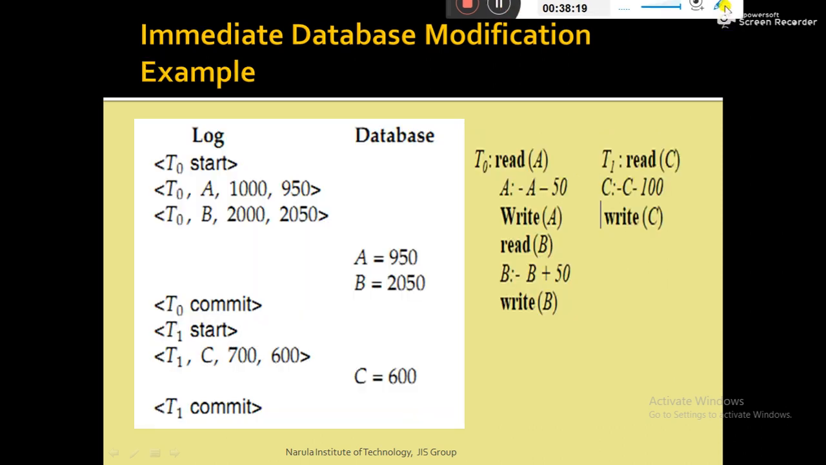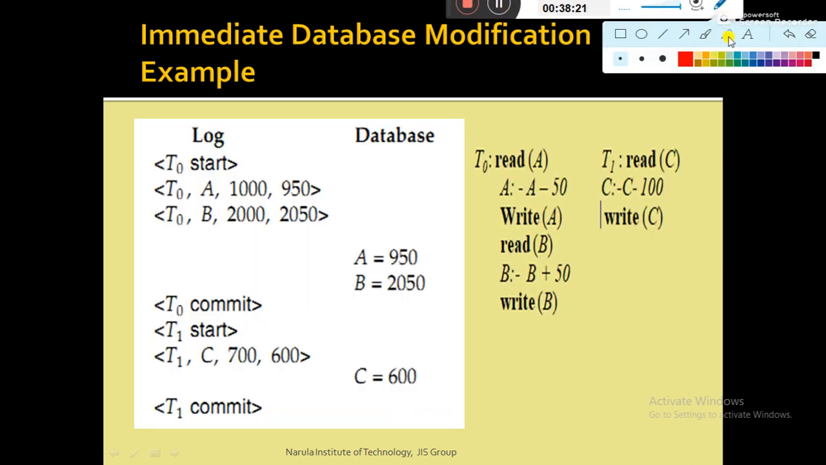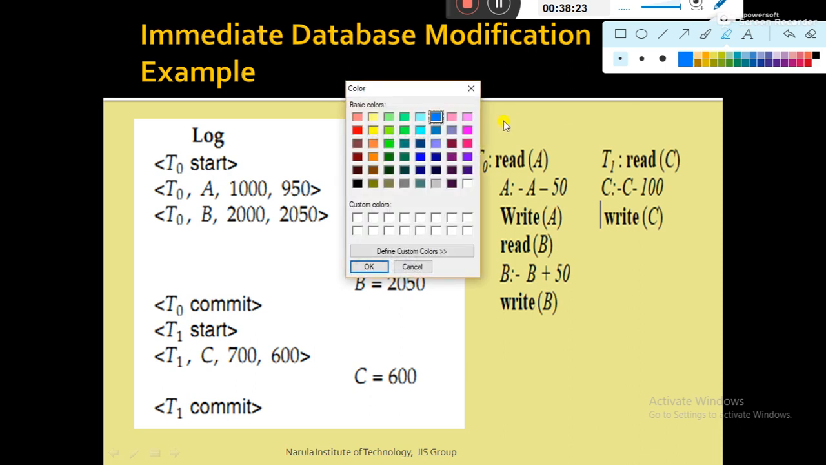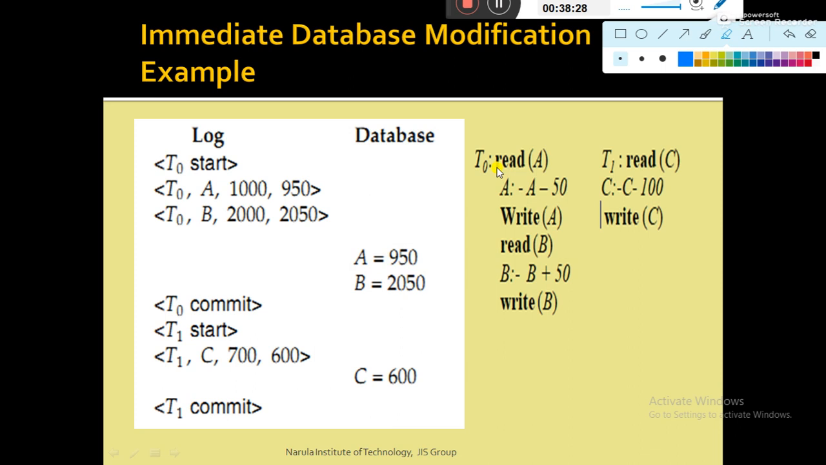Now let's see how the log record is represented in the immediate database modification technique. I said earlier that the structure of the log is a bit different from the deferred database modification. Consider again two transactions T0 and T1, executed serially, T0 followed by T1. Suppose T0 started first. So what happened in the log? The T0 start activity has been recorded.